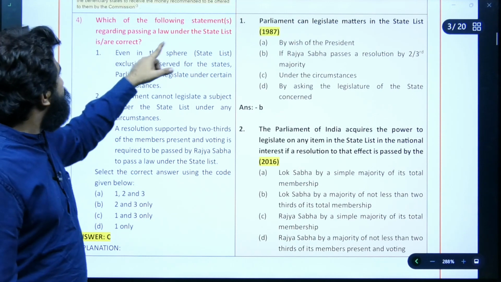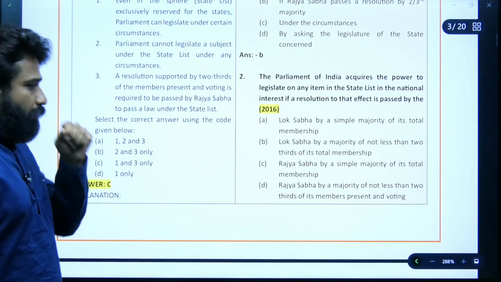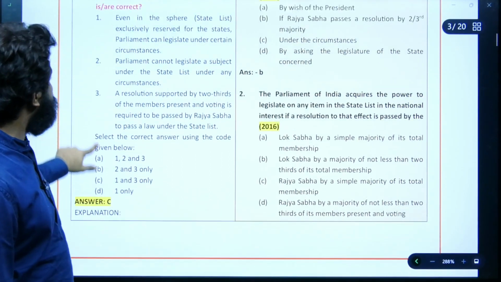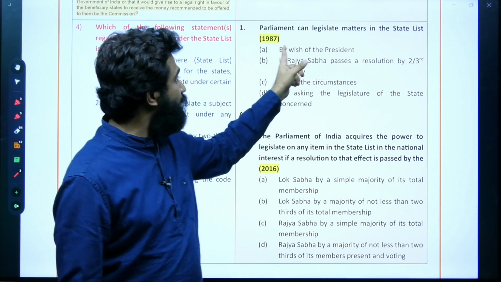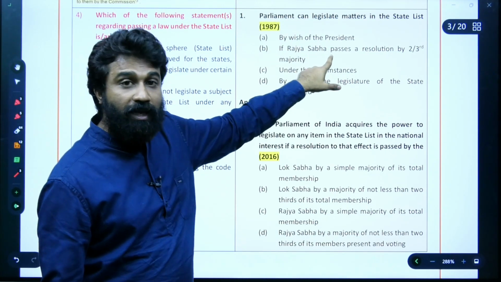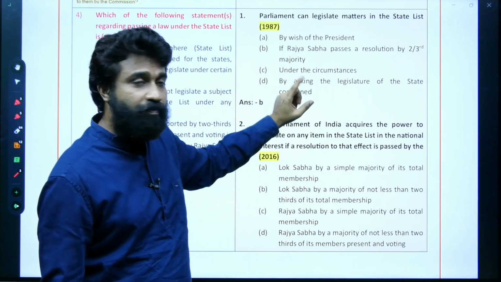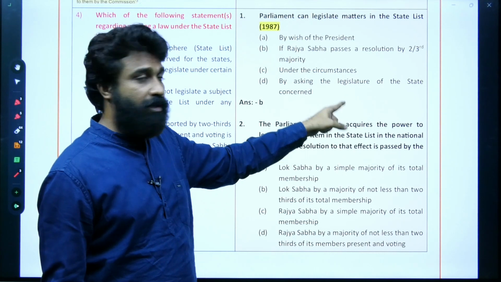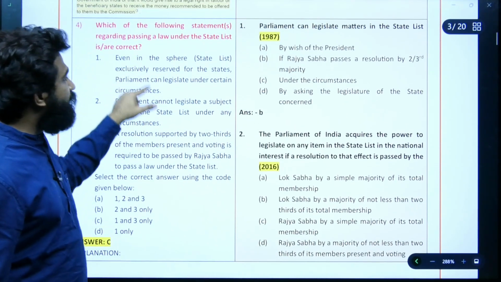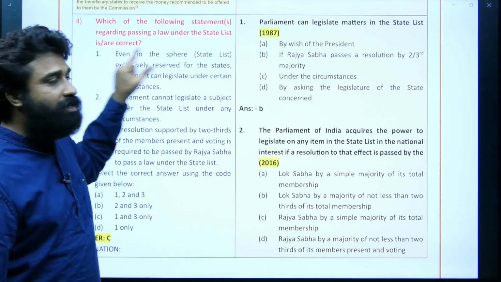Next, which of the following statements is correct regarding passing a law under the state list? This is a statement which is based on certain questions. Parliament can legislate on matters in the state list in certain conditions, when the Rajya Sabha has passed a resolution with a 2/3 majority. That means, a resolution passed by the Rajya Sabha with a 2/3 majority. Therefore, Parliament can make laws on the subjects which are in the state list.